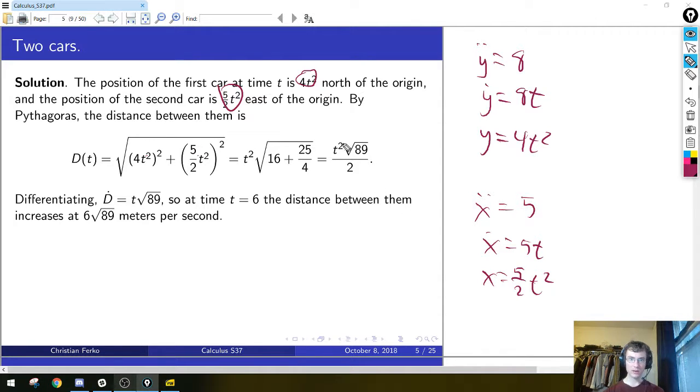Oh! No, that's not why. Damn it, I thought I understood why this worked. Okay, well anyway, so this would be d, the distance as a function of time. You would take the derivative, pull down a 2, and get the answer which we wanted, which is this root 89 thing.